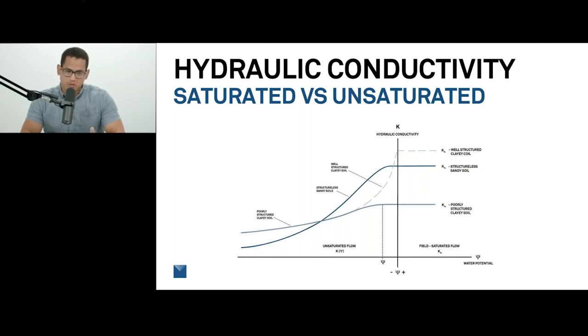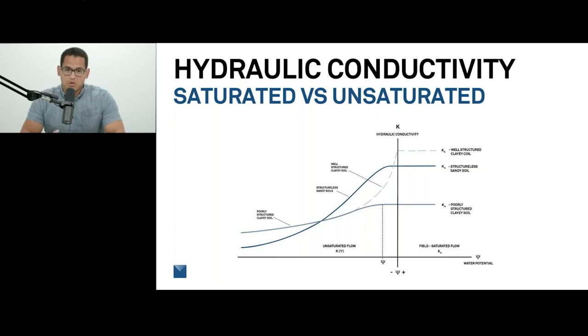If we're using this for modeling, we need to understand the full range. But this chart really illustrates, in my opinion, the impact that structure has on hydraulic conductivity, especially as we approach saturation. Here we have an example of three soils: a well-structured clayey soil, a structureless sandy soil, and a poorly structured clayey soil. As we approach saturation, the structure in the well-structured clayey soil enables that soil to have a much higher saturated hydraulic conductivity, even higher than that of the sandy soil. So this really illustrates the impact that structure has, especially as we approach saturation.